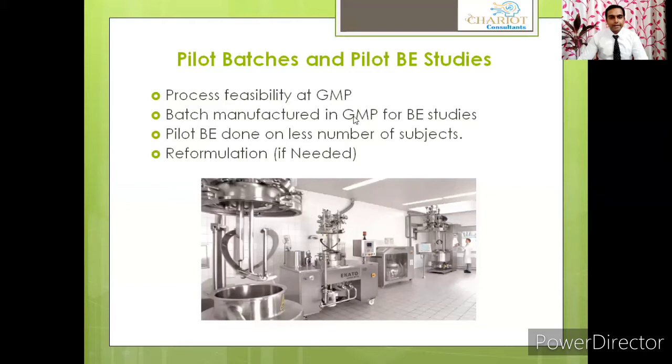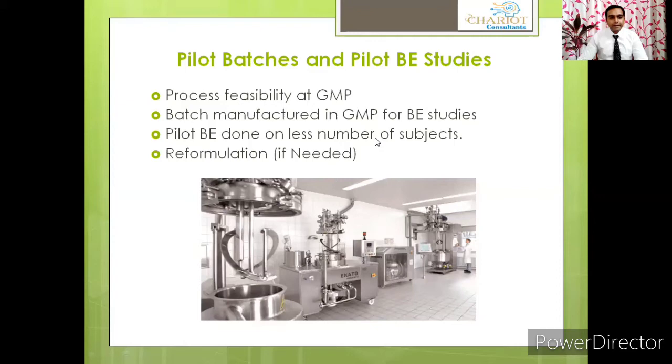And once you have done your pilot manufacturing, it is the option of the companies if they want to carry forward with the pilot bioequivalence studies, in which we have to generate some data against your innovator product. The number of subjects can be less, because at least you need to have some kind of confidence that yes, if I go with this formulation, it will click or not.